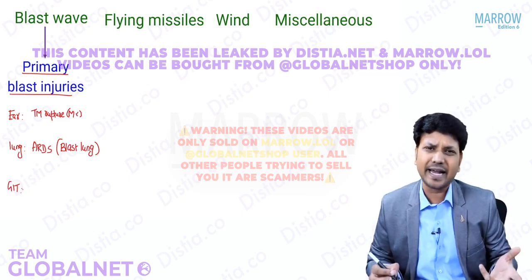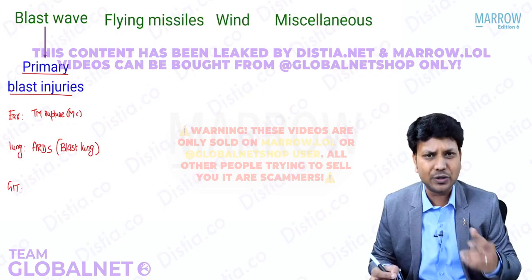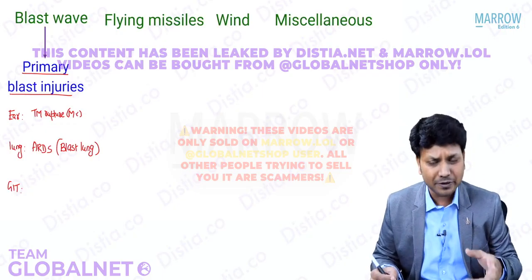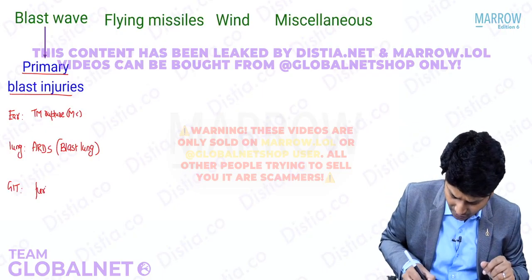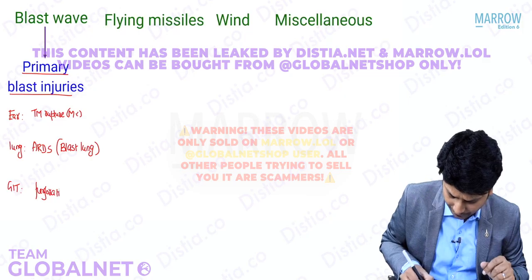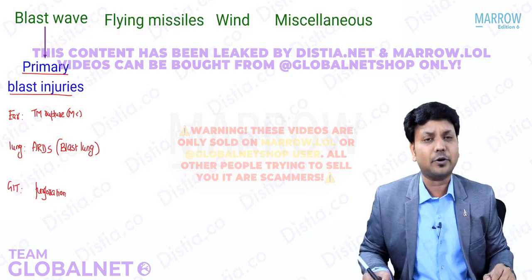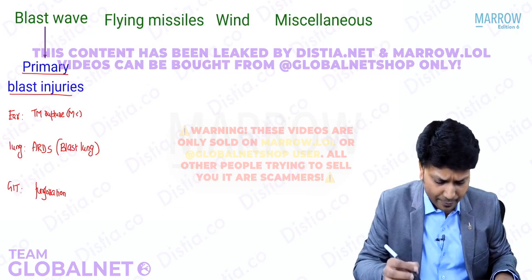GIT, again, the person can have a similar effect. The person can have injury to the intestine. The person can have perforation of the intestine. So all these things do happen. Right? So very important. Now, coming to the second product, flying missiles.